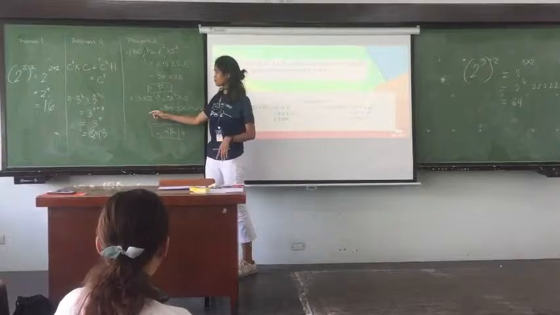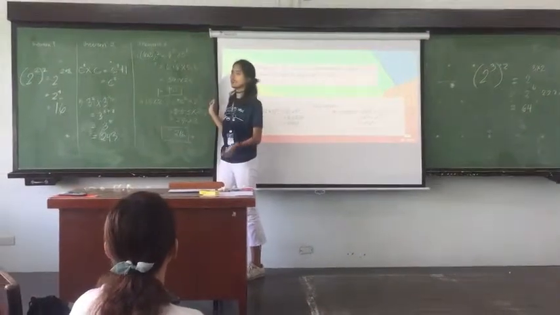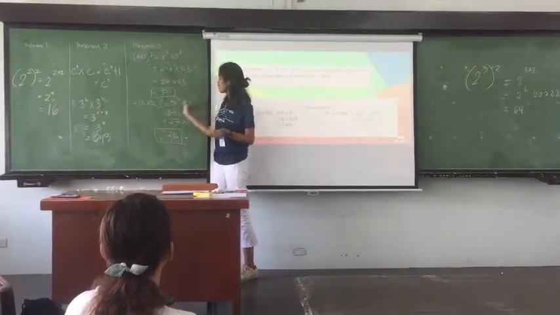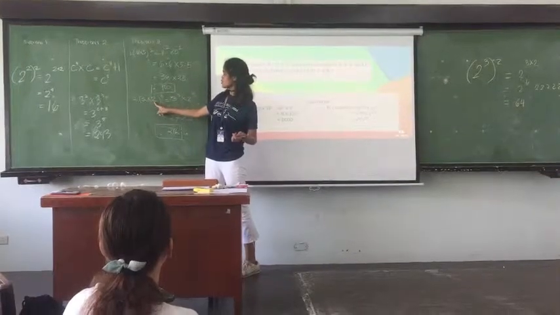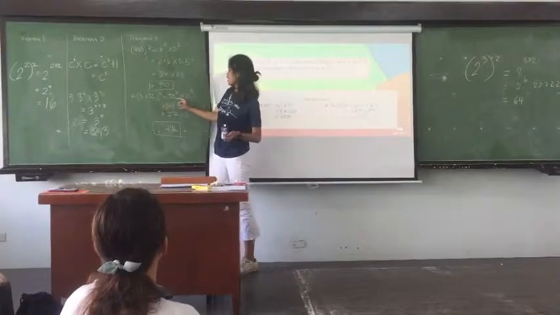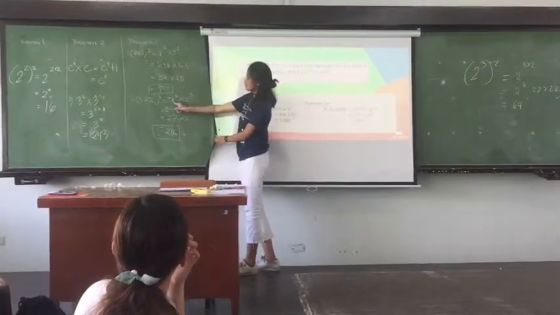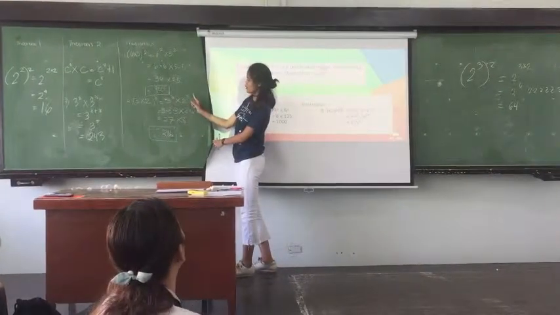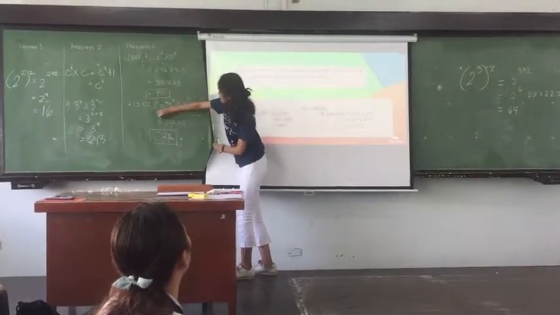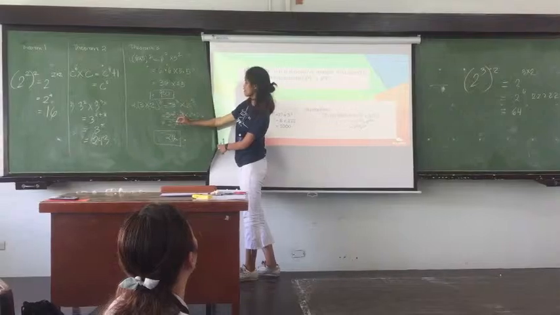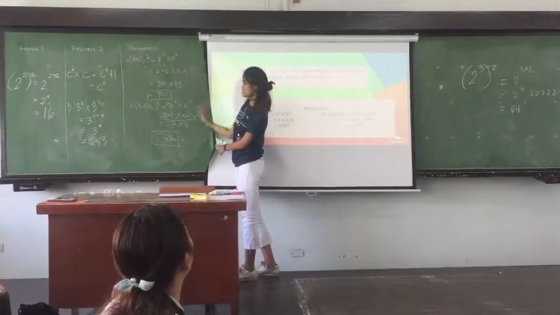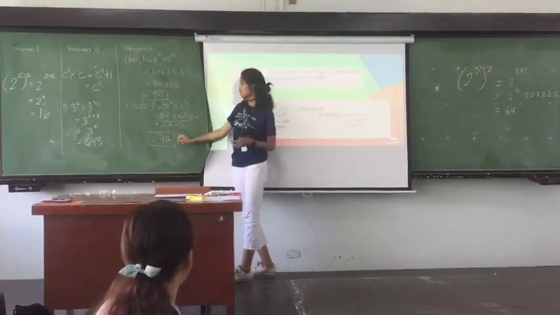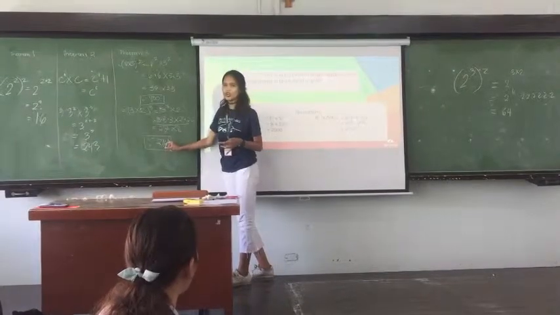And in example number 2, I did the same. It is 3 times 2 to the power of 3, all raised to the power of 3, so 3 times 2 to the power of 3. So, I multiply each one by its power. 3 times 3 times 3 times 2 times 2 times 2 is equal to 27 times 8, which equals 216.